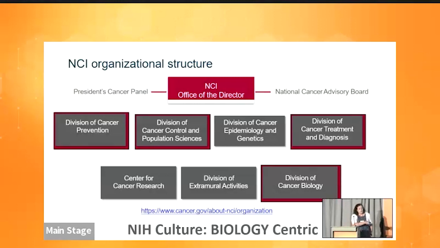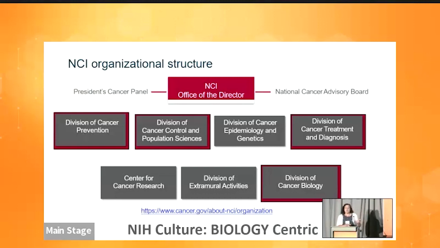So I've highlighted the different divisions for NCI on this slide, and the 4 that are surrounded in red are the ones that actually give out grants. Cancer prevention is focused on cancer prevention. Cancer biology is more basic research. Cancer control and population sciences is actually the people who run the SEER program. They do smoking cessation, they do survivor outcomes, they work with the FDA and do things like the 5-a-day program.